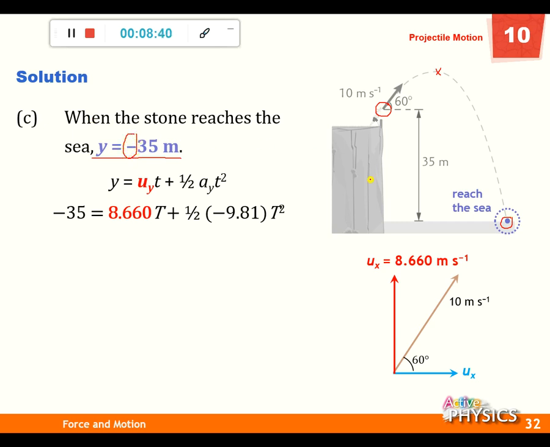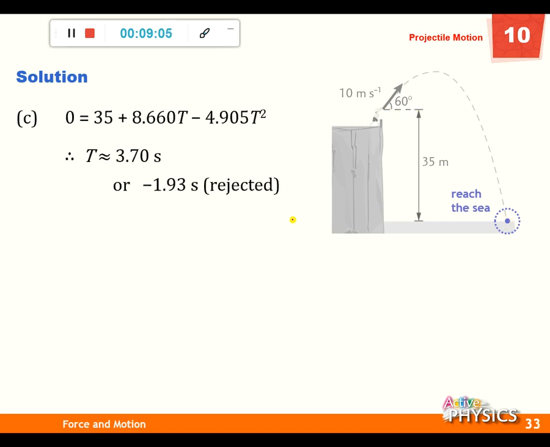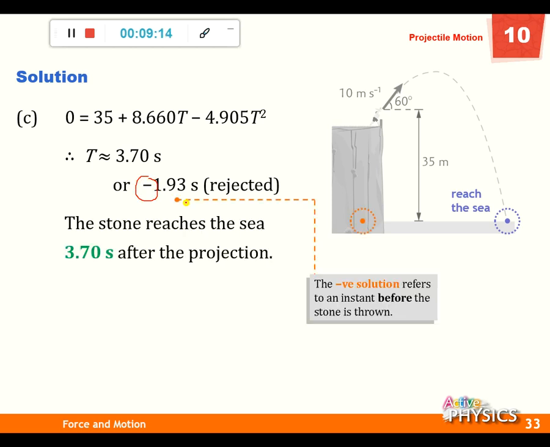Must be negative. Because in this case, we take forward as positive, upward as positive. So downward should be negative. And then apply the equation. The vertical displacement should be negative 35. Uy, you know it. Total time, I don't know. A should be negative 9.81. Substitution, quadratic equation. Use your calculator to find two answers: 3.7 and 1.93, but negative. Negative in physics is impossible. Reject it. Lastly, the answer should be this.